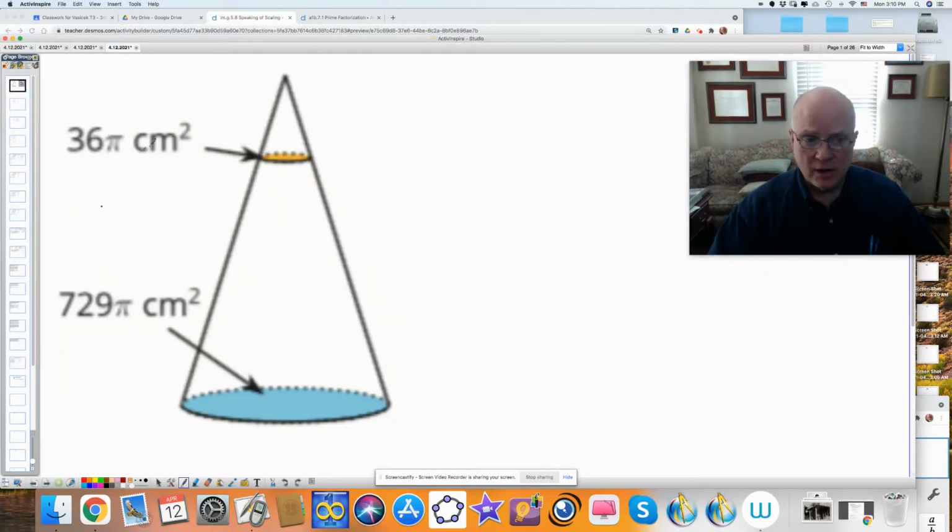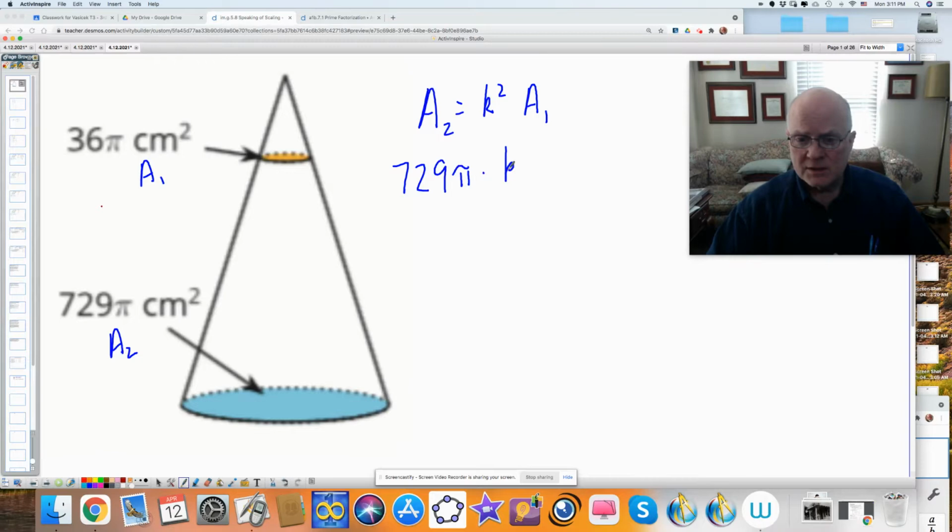So here we have an area, and we were told that it is an area. It's got centimeters squared. It's an area. So we can write our formula. The area that we're going to, which is this one, is equal to our area that we started with, this one, times k squared. Now when I substitute the values, 729 pi is equal to k squared times 36 pi. Pi is a number. We'll just leave it like an x. Treat it like you would an x.